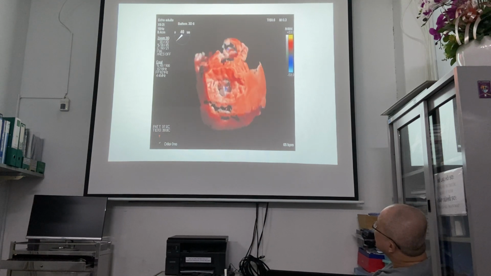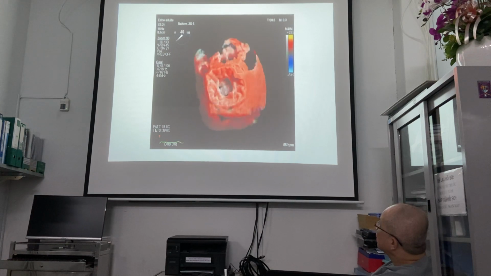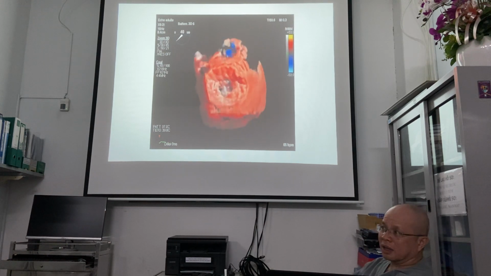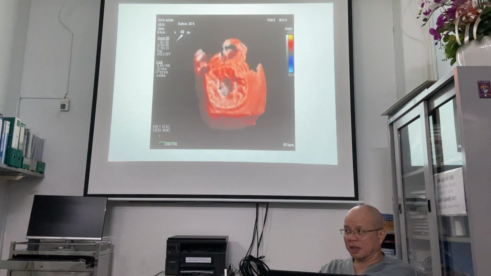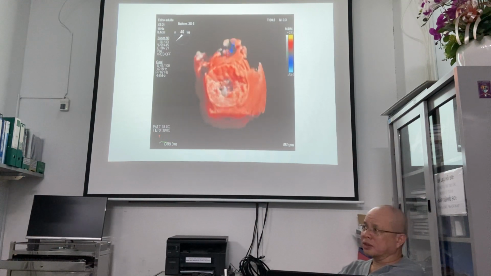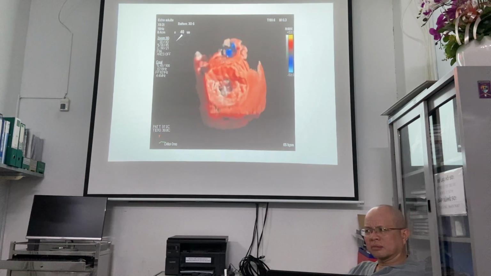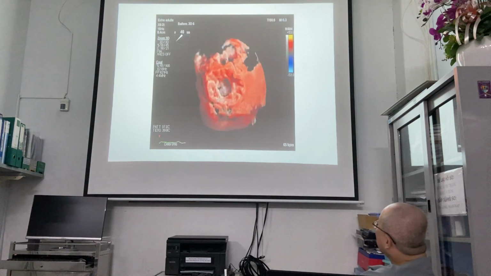It can only be... It's the nature, right? In this valve normally only has 2 leaflets, so there is something strange there.